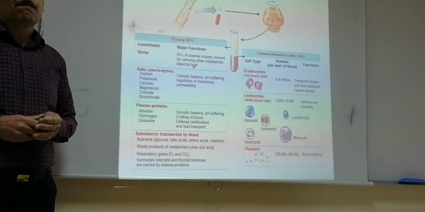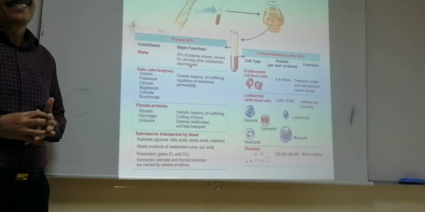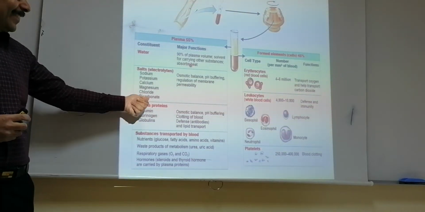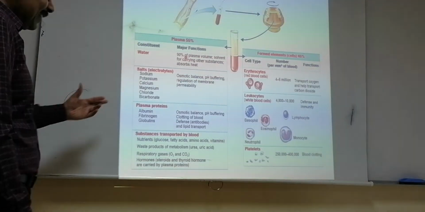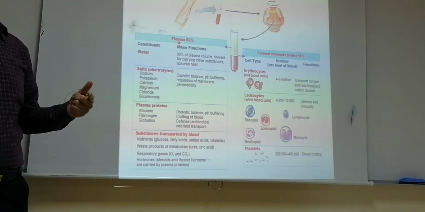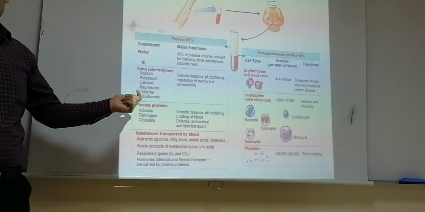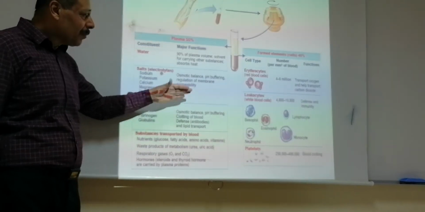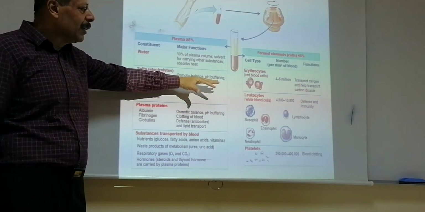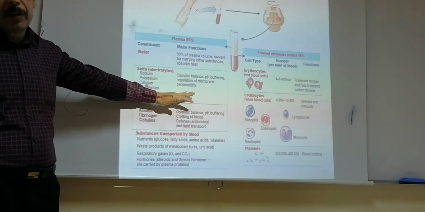Potassium. Sodium, potassium. Bicarbonate. Bicarbonate, Malcolm. Bicarbonate, what is it? It is one of the components that is anti-acidic, or it is a weak acid, a weak base, sorry. Weak acid, base. So it is related to osmolarity, pH, and buffering, regulating the membrane permeability.